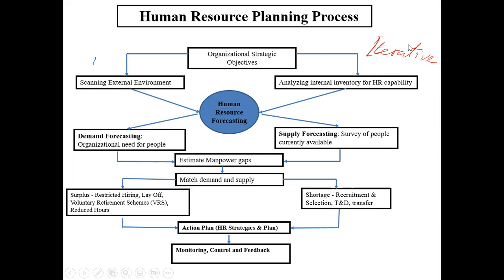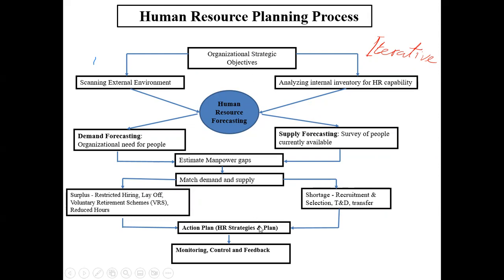But when we say it is iterative, it essentially means that you go back and forth. When you implement a particular action plan and the business environment changes, and the demand for your production also changes, you quickly have to revisit the action plan and alter it a little in order to still be on track towards achieving your strategic objectives.